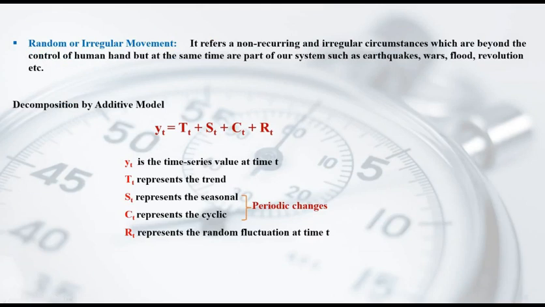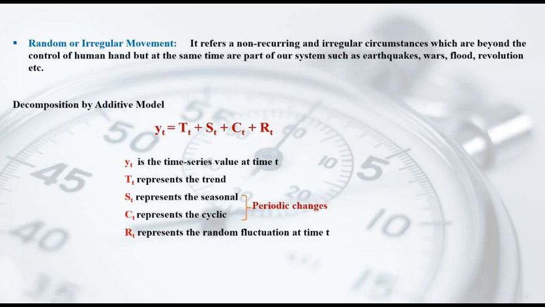It refers to non-recurring and irregular circumstances which are beyond the control of human hands but at the same time are part of our system, such as earthquakes, wars, floods, revolution, etc. Each and every time series data is a function of these mentioned components, and this functional form can be decomposed by various models such as additive model, multiplicative model, or mixed model.